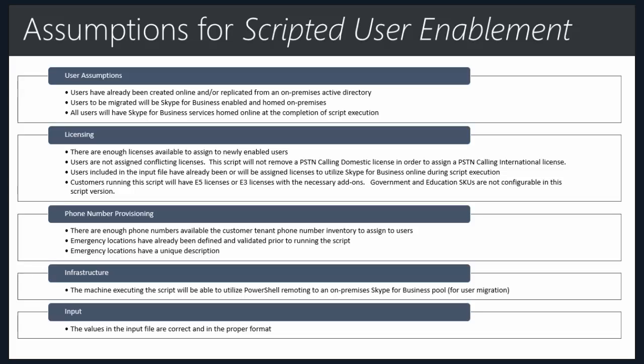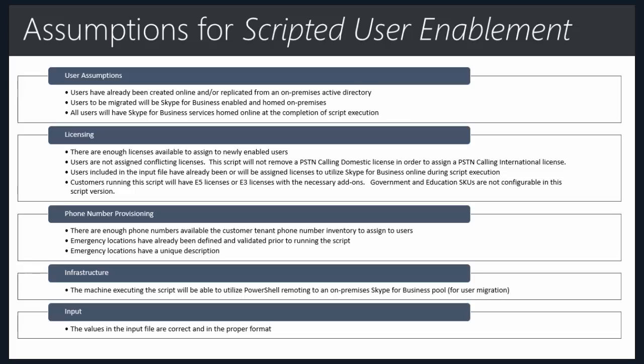I will not go through and remove any licenses. So if you're trying to switch someone's PSTN calling domestic license or PSTN calling license, you'll have to do that manually because I don't want to do anything destructive within the script. So I assume that those aren't already assigned, or the license assigned is the one that you are also dictating within the script. I assume that users in the input file will have already been assigned licenses, or that license will be assigned during the script.